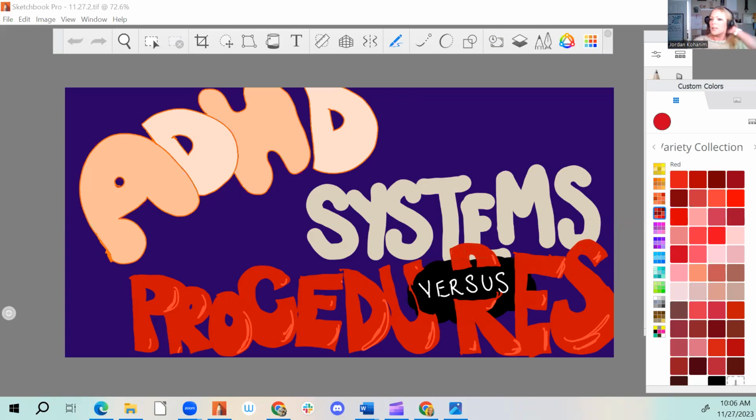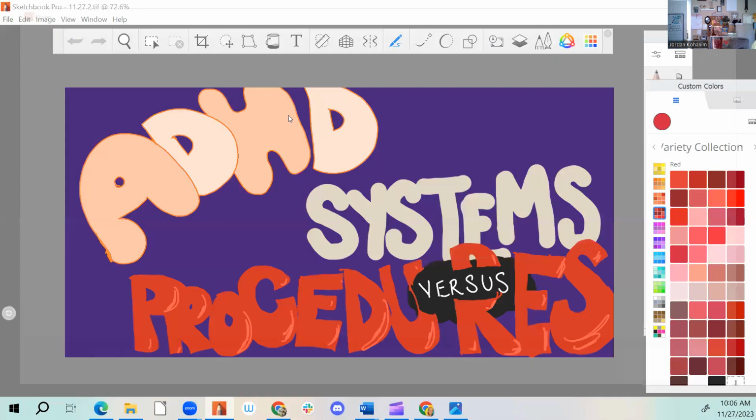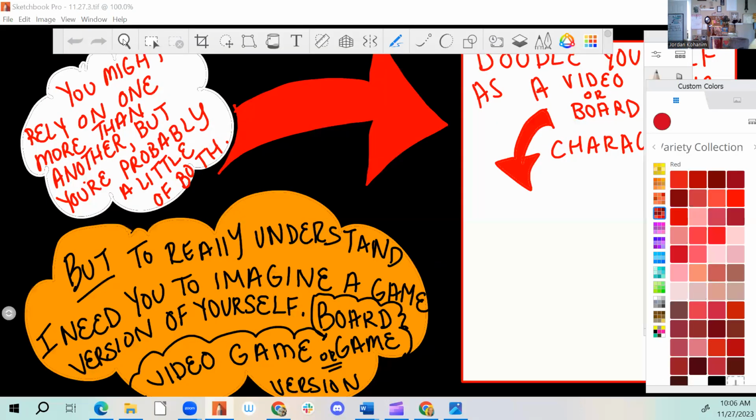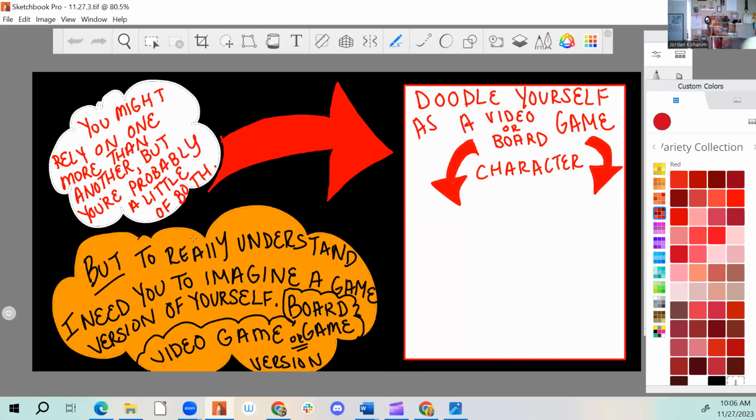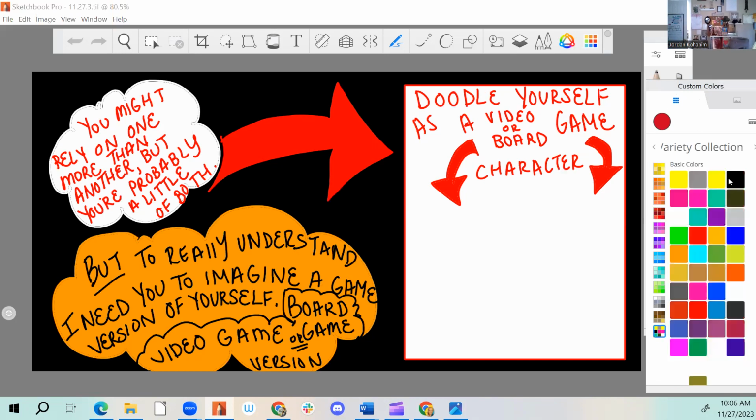I give the kids a warm-up screen, but eventually we get into the actual meat of the class, and this is the one that we're doing today. So ADHD systems versus procedures. They would start off today by drawing themselves as a video game character or a board game character, right? So we don't want to limit things for them as far as the class goes. They don't necessarily need to have it be attached to social media or anything like that or play video games. The whole idea is that it's accessible for everyone, right? So picture yourself as a video game or board game character.